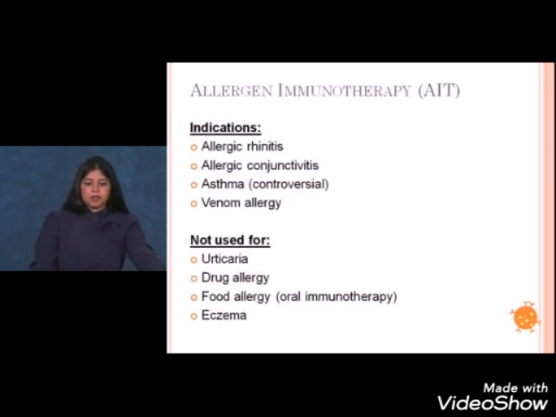So now we're going to turn our attention to allergen immunotherapy. And so the indications for that are allergic rhinitis, allergic conjunctivitis, asthma, although this is a slightly controversial point, and venom allergy. It is not used for urticaria, drug allergy, food allergy, although there are oral immunotherapy studies being done, and eczema.